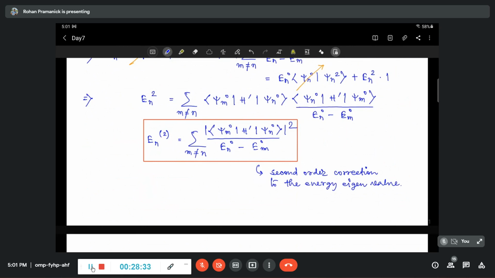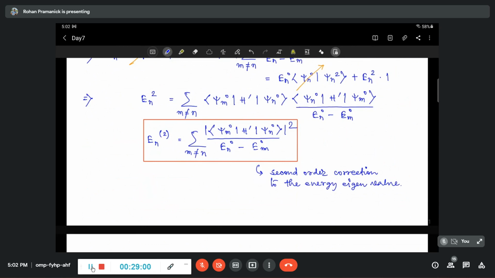But you cannot ignore any of the terms, because every term contributing to this summation over m is equally important. So you cannot do it, let's say you want to find the correction to the energy eigenvalue of the 10th eigenvalue, the 10th energy level.